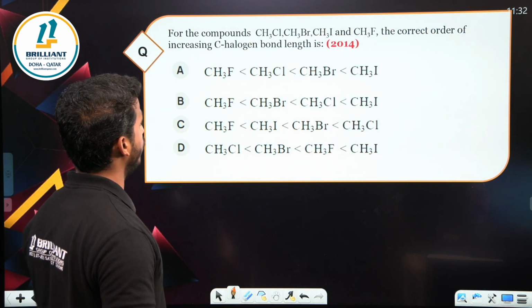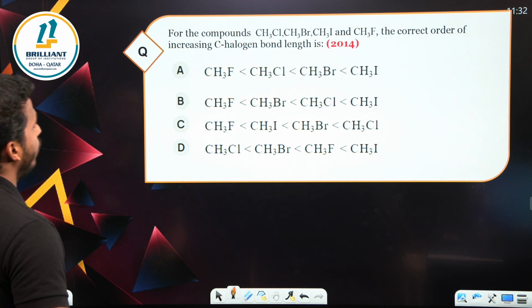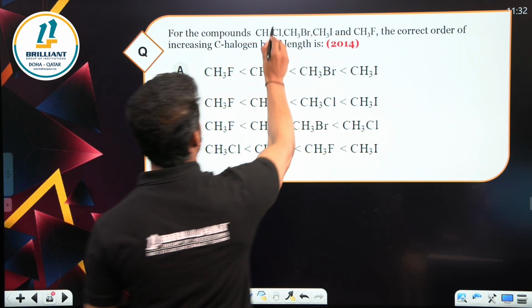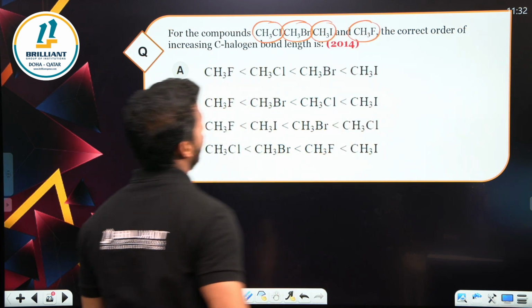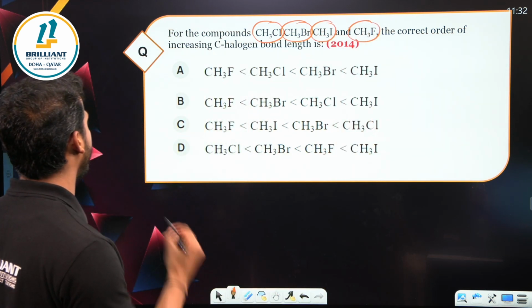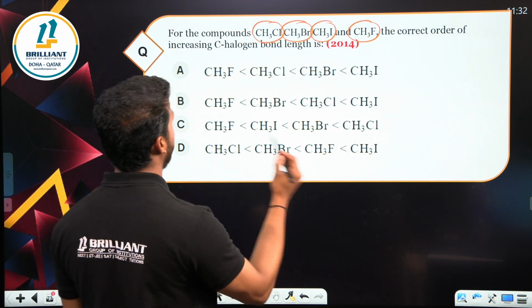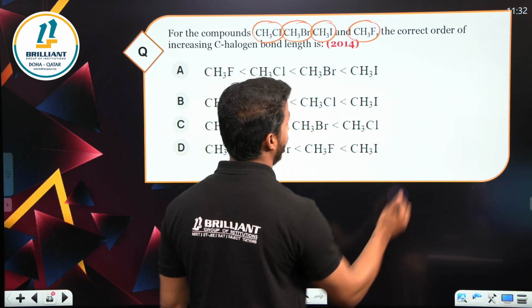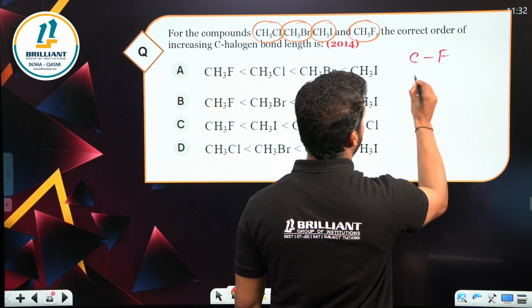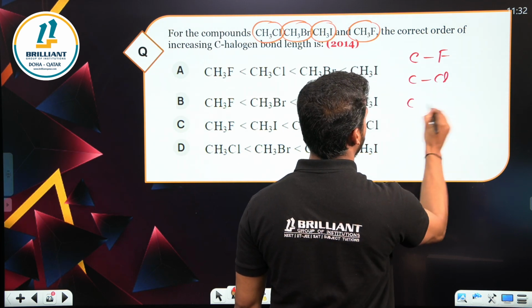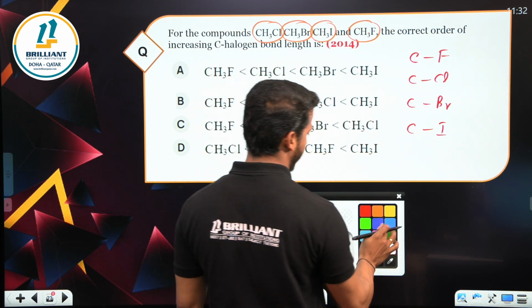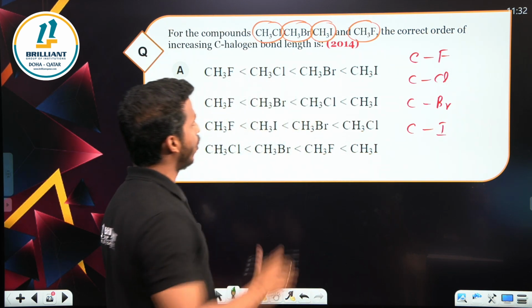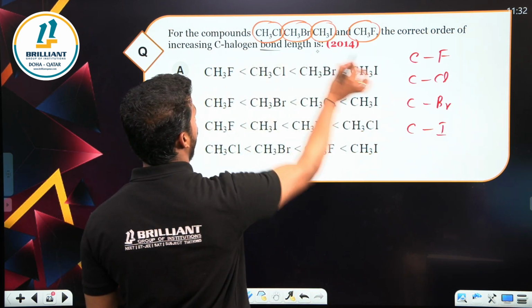Okay, next one, a question from 2014. For the compounds CH3Cl, CH3Br, CH3I, CH3F, a simple question: the correct order of increasing carbon halogen bond length. You can see carbon with F, C with Cl, C with Br, and C with I. Where is the greatest bond length and the least bond length, dear all? They need the bond length order, dear all.